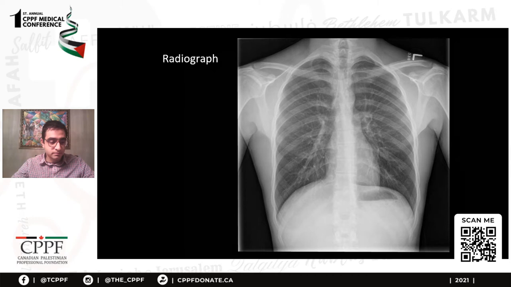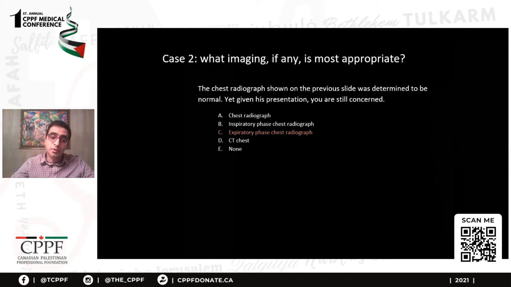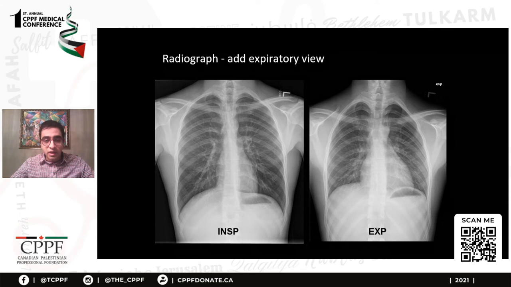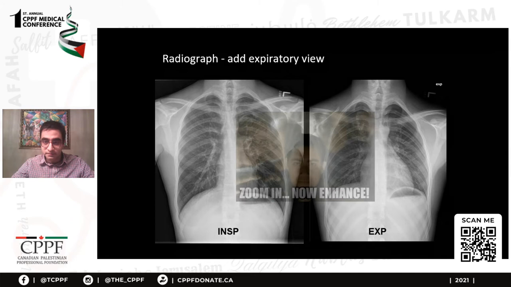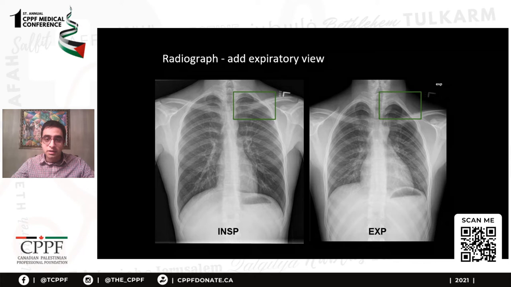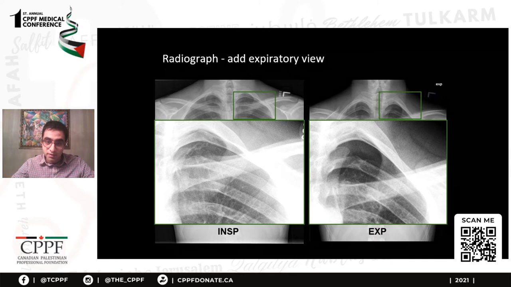Okay, time is up. So the correct answer at this point would be an expiratory phase chest radiograph. So here we are. We've got an inspiratory view on the left and an expiratory view on the right. It's probably difficult to see via Zoom, so let's enhance. We're going to look at the lung apices. We're going to look very carefully at the lung apices. Do you notice anything?